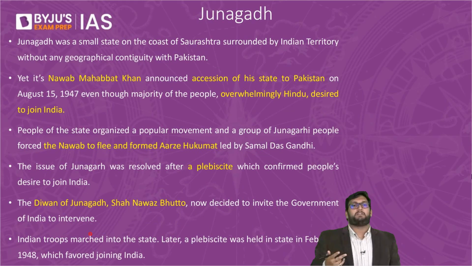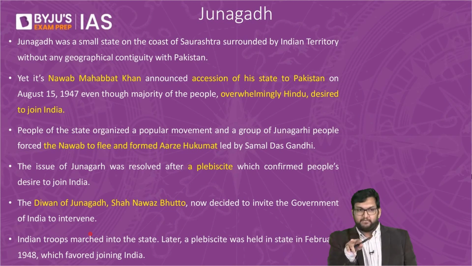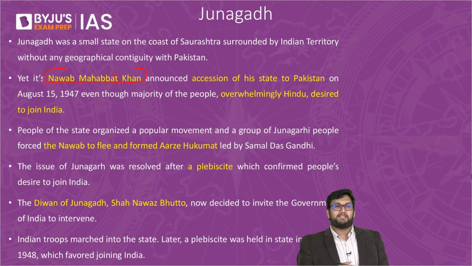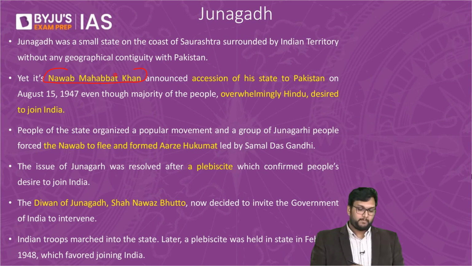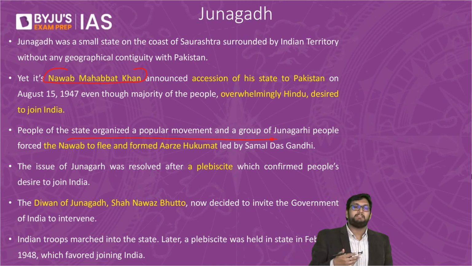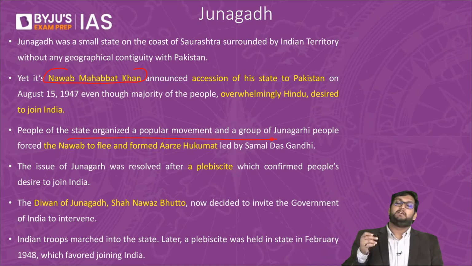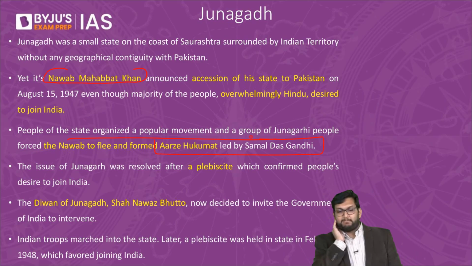Junagarh is a very important state with regards to its area in Indian territory itself, Nawab Mahabat Khan announced accession of the state to Pakistan on 15th August 1947. And the state was overwhelmingly Hindu and desired to be part of India. As soon as that happens, the people start a mass movement, and the Junagadhi people force the Nawab to flee to Pakistan, and they also make a small provisional government which is called Arz-e-Hukumat by Samal Das Gandhi.